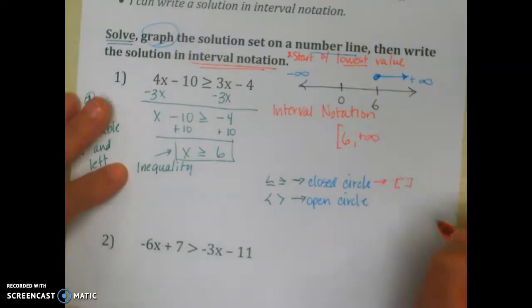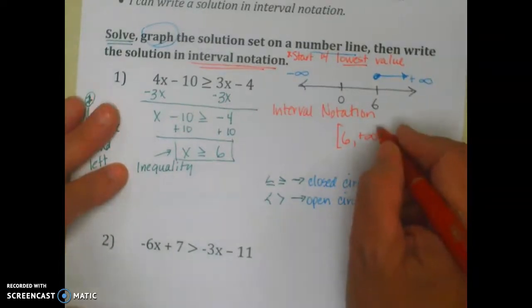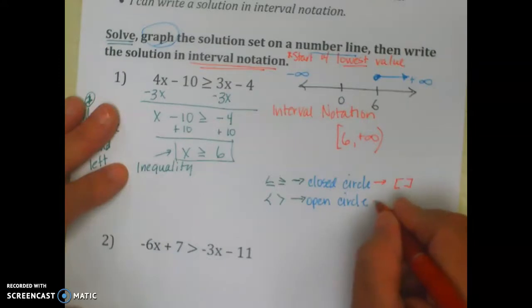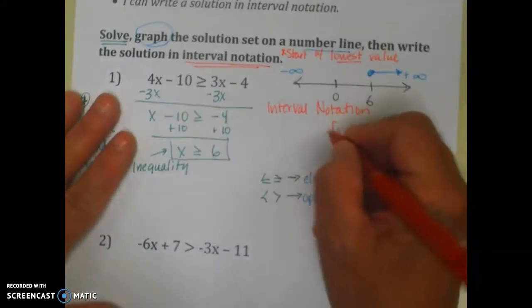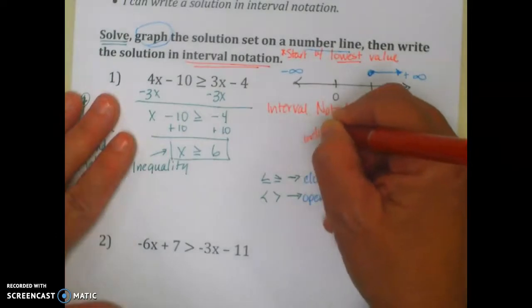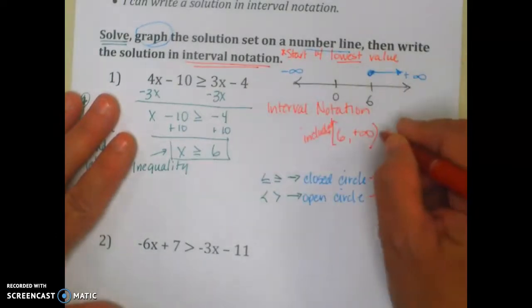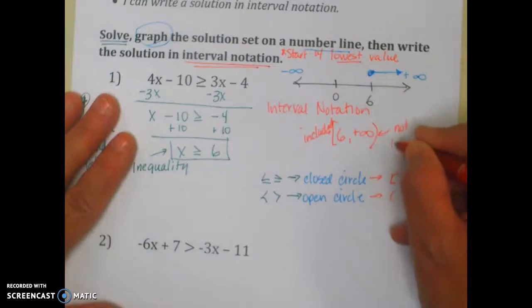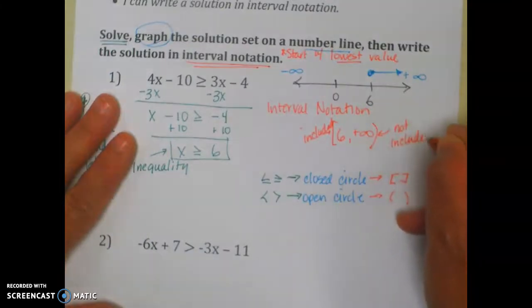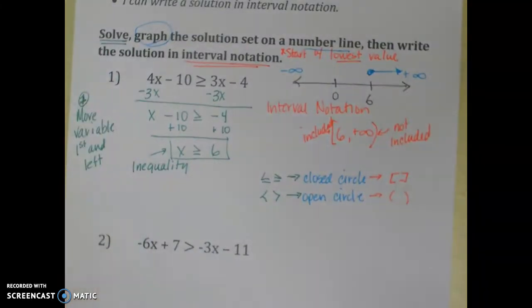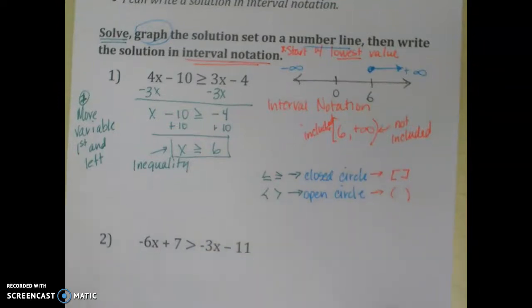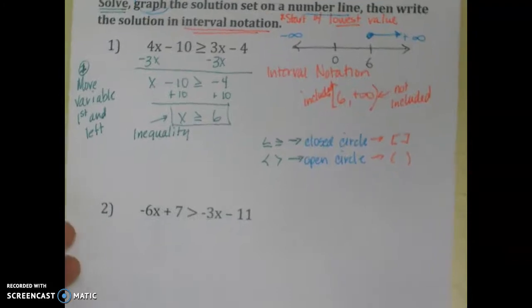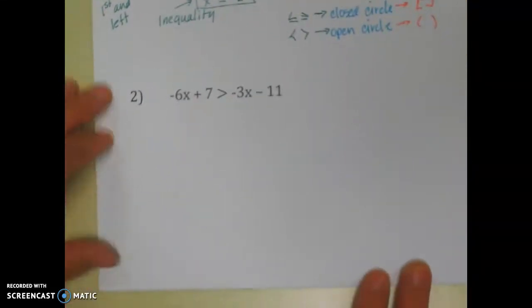Closed circles should always have brackets. Open circles or infinities always get parentheses. So an open circle is going to get a parentheses. Okay? The bracket means that the number is included. The parentheses means that the number is not included. And this is all you need to know about whether it's open, closed, and bracket and parentheses for graphing purposes and interval notation. Okay, let's do another one.